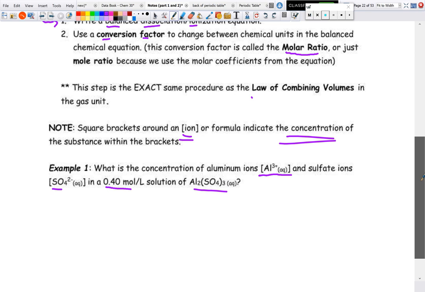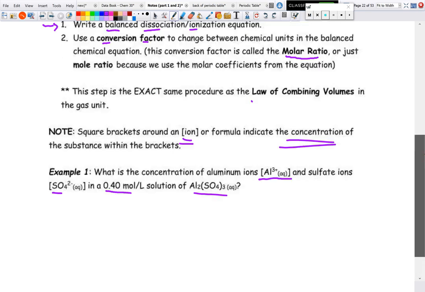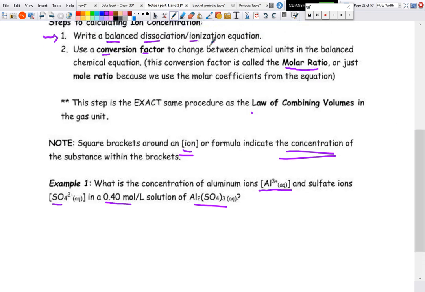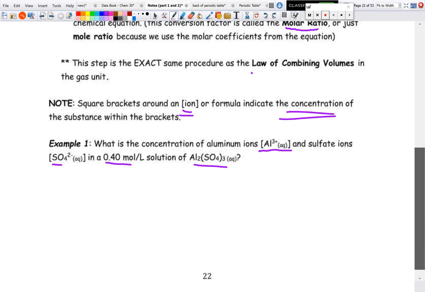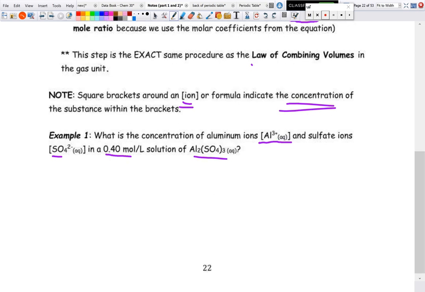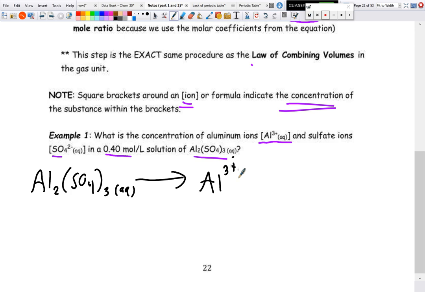All right, so first step, as we said, we need to write out the balanced dissociation or ionization equation. So we have aluminum sulfate right here, and it's asking for what is the concentration of the ions. So my first step, balanced dissociation equation. And we know it's aqueous, so we can write Al2(SO4)3. Then of course we got this from the drop and swap, and it's going to dissociate into aluminum ions, which is Al3+.